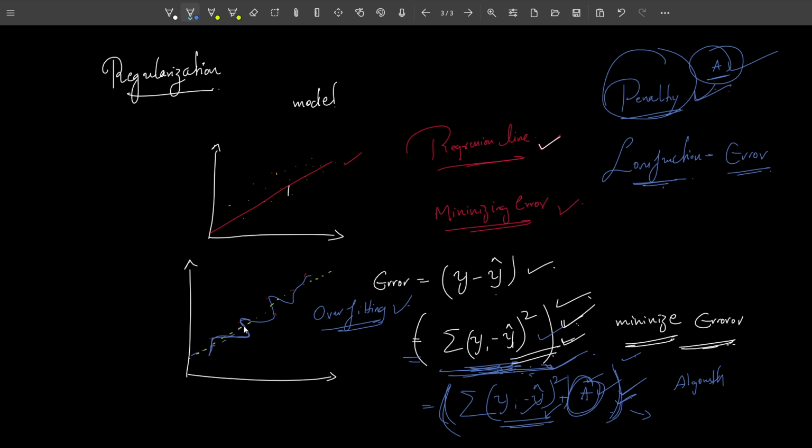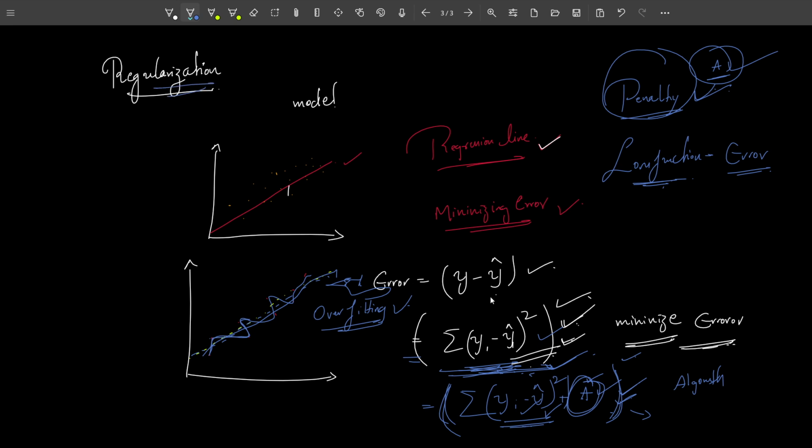So that may lead to generalization. Not exactly a straight line, maybe something like this. So now you got to understand, right? That is how regularization works.